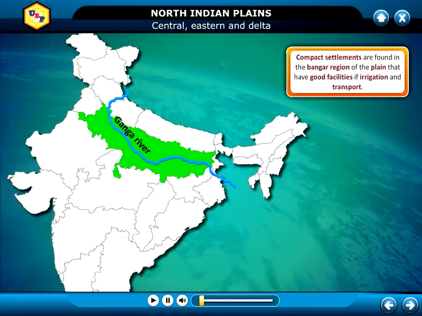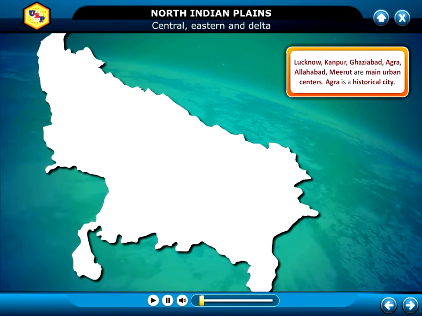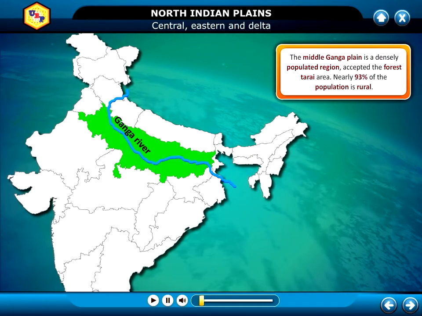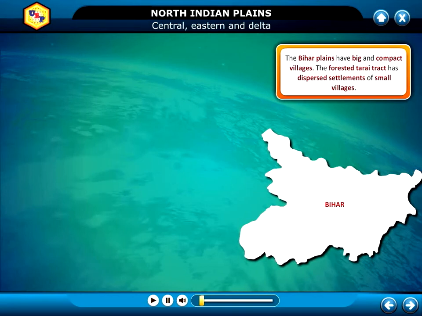Compact settlements are found in the Bangar region of the plain that have good facilities of irrigation and transport. Lucknow, Kanpur, Ghaziabad, Agra, Allahabad, Meerut are main urban centers. Agra is a historical city. The middle Ganga plain is a densely populated region, except the forested Tarai area. Nearly 93% of the population is rural. The Bihar plains have big and compact villages. The forested Tarai tract has dispersed settlements of small villages.